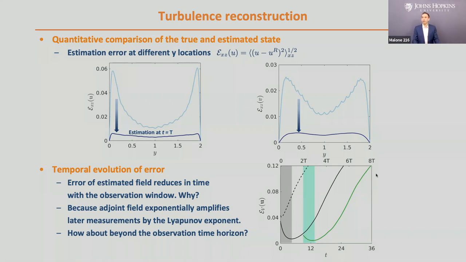Just a comment about why the errors decay during the observation time horizon. When you do a joint 4D-Var, the adjoint loop basically takes the errors and marches them back in time. The errors that you have at the final time are marched backwards with the adjoint, and they amplify in backward time according to the Lyapunov exponent.